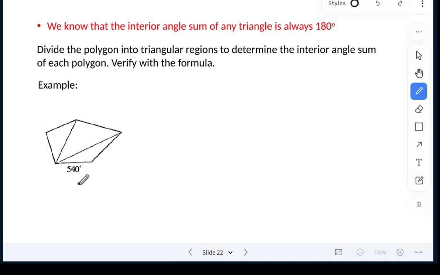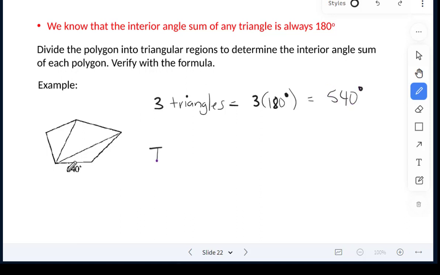So we have this polygon here. Starting from this vertex, we've drawn 2 lines, 1 and 2, and we've divided it now into 3 triangles. So we know one triangle is 180 degrees, therefore 3 triangles would have an interior angle sum of 3 times 180 degrees. So 3 times 180 is 540 degrees.